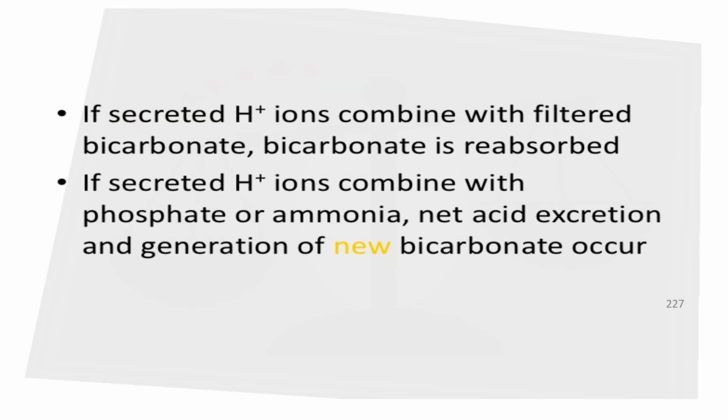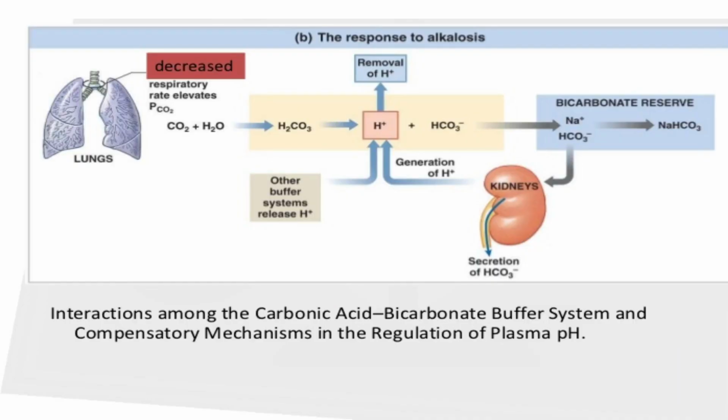So that's about the issue, and ammonia could be bound with the phosphate and result in a secretion of the acid if there is a need for the secretion of the acid. So in brief, these are the three mechanisms: respiratory, the blood concentration, and the renal. Renal would be coming to the last step.